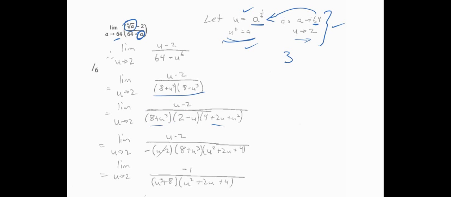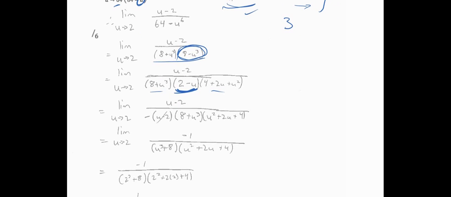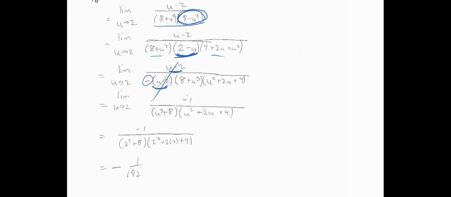Okay, so I did my difference of squares, and then I took this one to do a difference of cubes, because that's what's going to get me the factor that I want. That's going to divide with the top. That's the thing that's making the limit indeterminate. And again, it was 2 minus u. So I had to factor out a -1 so that I got u minus 2 that I could divide out of the top and the bottom. Don't forget that negative sign. You can't lose it. So I end up with -1 over this sub in, and I got -1 over 192.